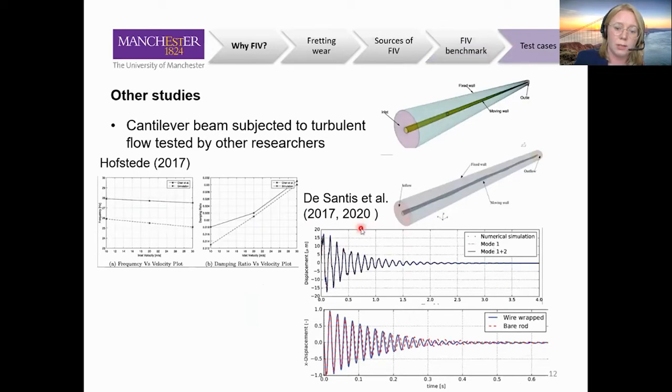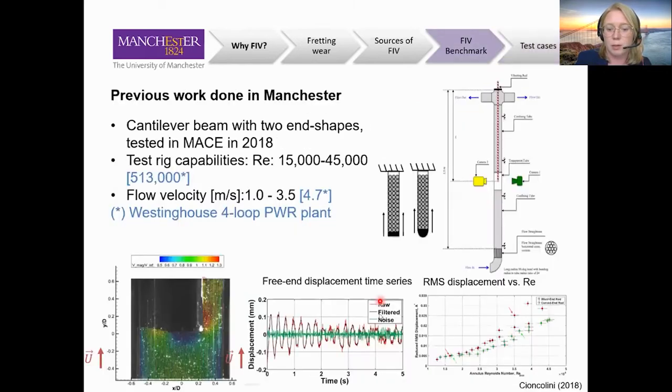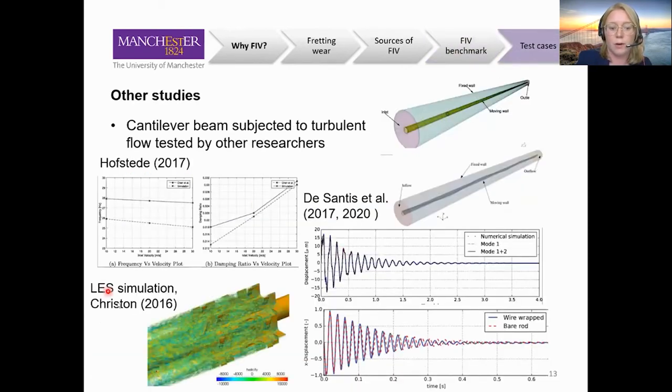Having that, I also analyzed other numerical studies approaching the same problem, and most of the researchers analyze only the frequency and damping ratio of the beam, and the induced vibration appears to be damped, whereas in the experiment we can see a constant excitation of the beam. So far, only LES simulation is believed to reproduce the turbulent flow field and the pressure fluctuation, so that it excites the structure constantly.